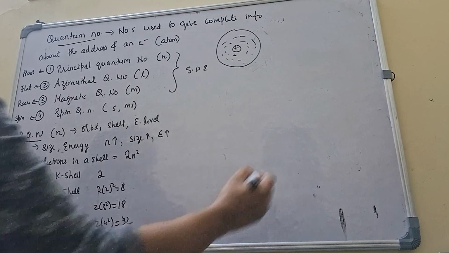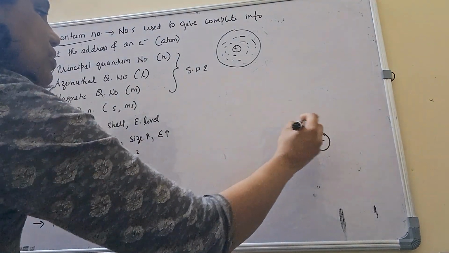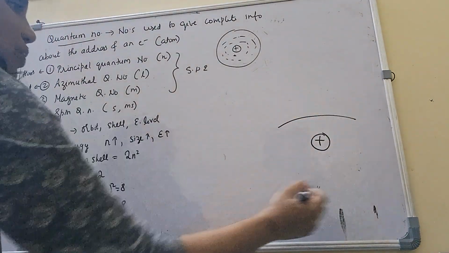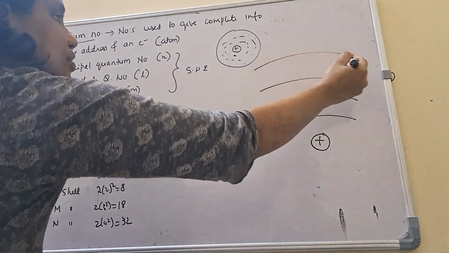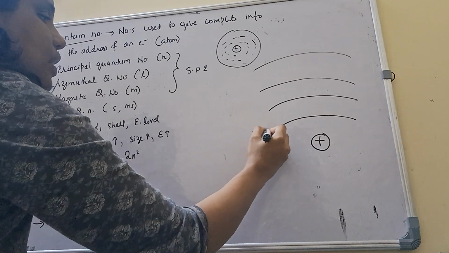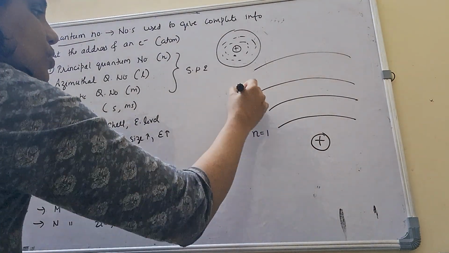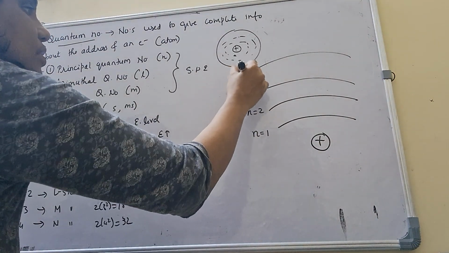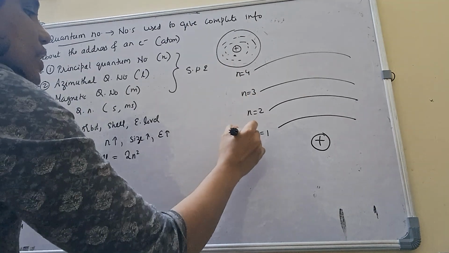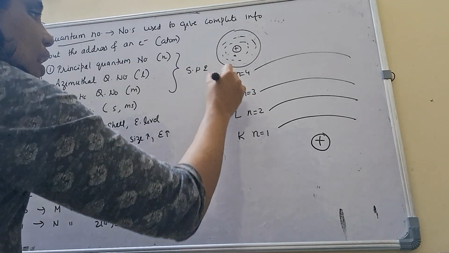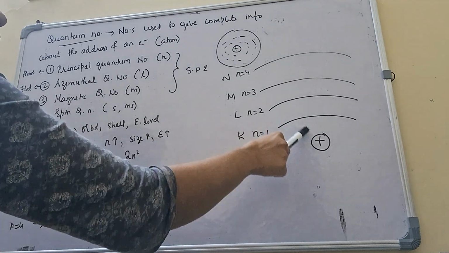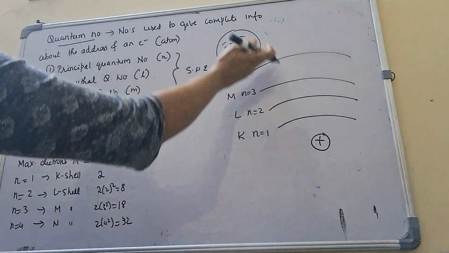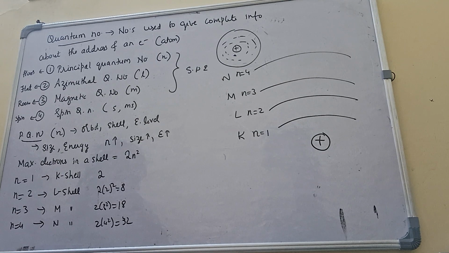So you can write this to be the nucleus. I'm just drawing it this way. It's a complete circle, but I'm just drawing this part because it's easier for you to understand. So this is your n is equal to 1, this is 2, this is 3 and this is 4. That means this is the K shell, L shell, M shell, N shell. The further away it is, as the number increases, the size, the radius, is also becoming more, and the energy is also becoming more.